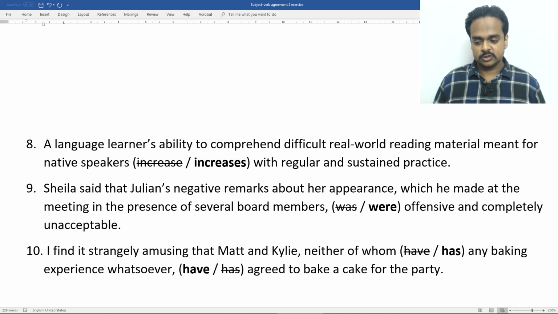I'll read the whole sentence once again. I find it strangely amusing that Matt and Kylie, neither of whom has any baking experience whatsoever, have agreed to bake a cake for the party. If you didn't get this last one right, that's okay. I made it difficult just to show you how subject-verb agreement difficulties can appear in unexpected places.